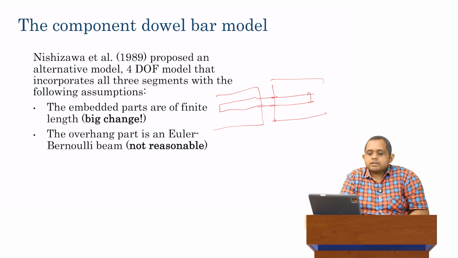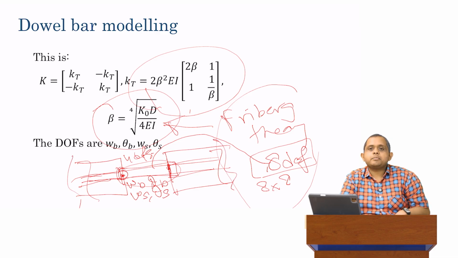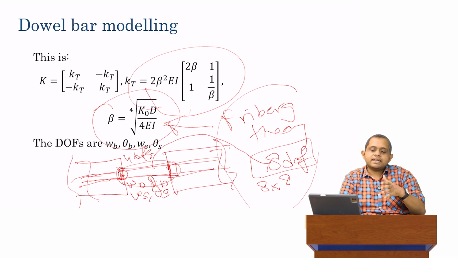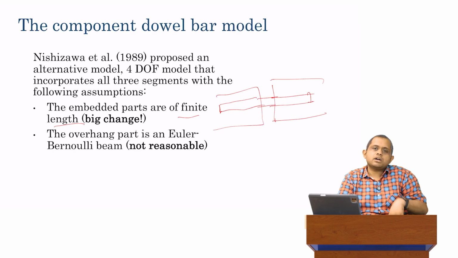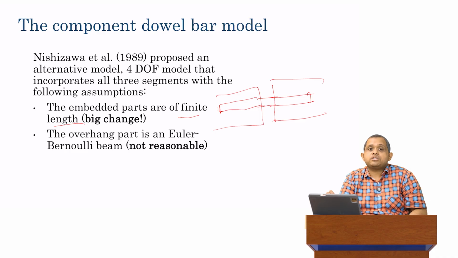It made the following assumptions. First of all, it assumed that these embedded parts were no longer infinite, that they were of finite length. This is a very, very big change. Previously, all the analyses assumed that these bars are basically infinite in length, and that allowed us to use some fairly simple calculations, which was basically Friberg's equation, to analyze the effect. Nishizawa proposed that these lengths are not infinite, they're actually finite in length. That's a pretty big change.